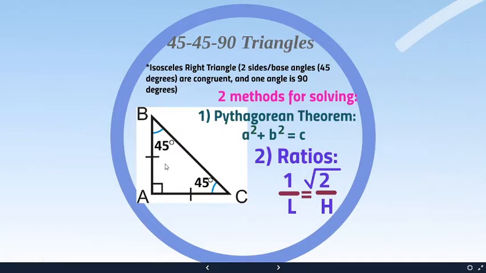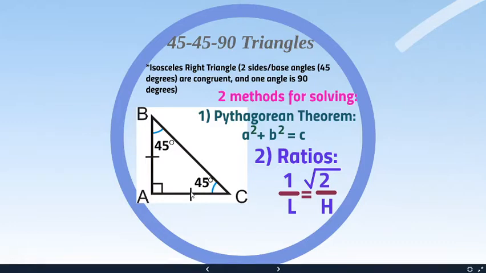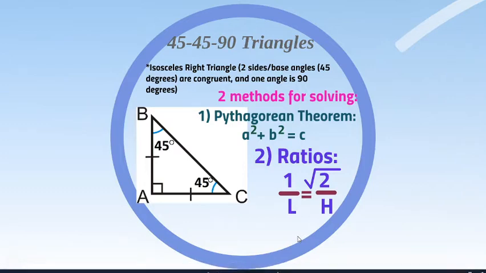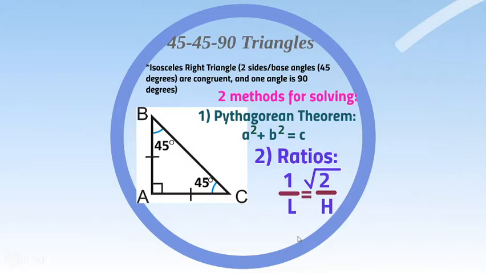On a right triangle, the legs are the two sides that make up the right angle. If you use the ratio 1 over the leg, it doesn't matter which one you pick since they're congruent, that will equal root 2 over the hypotenuse. H is the hypotenuse. So you can use these two methods. Also, like I said earlier, you can just use sine, cosine, and tangent as well. So technically, there are three methods for solving.